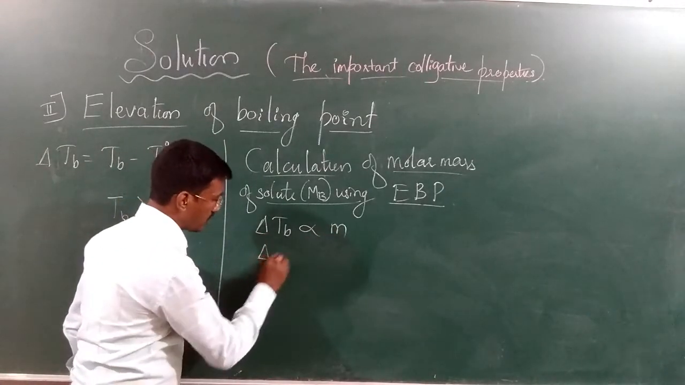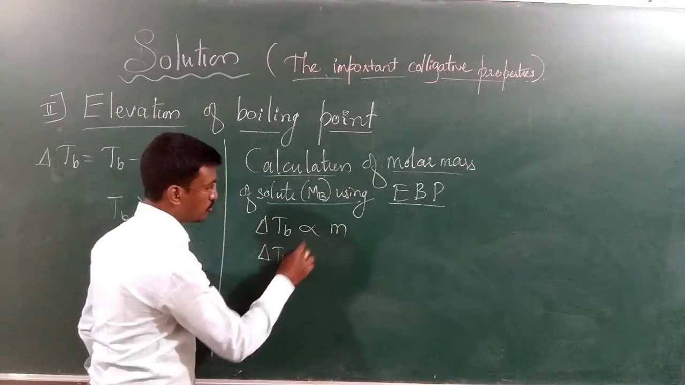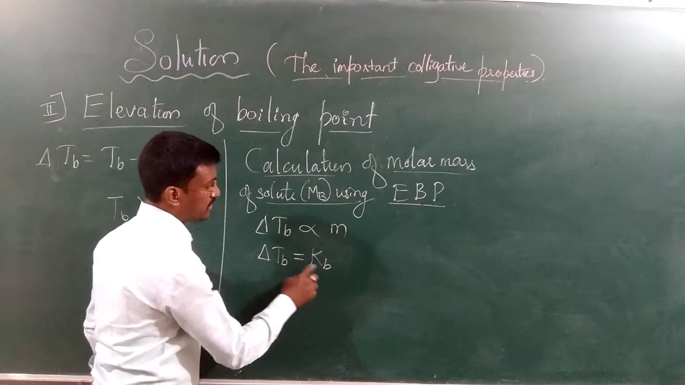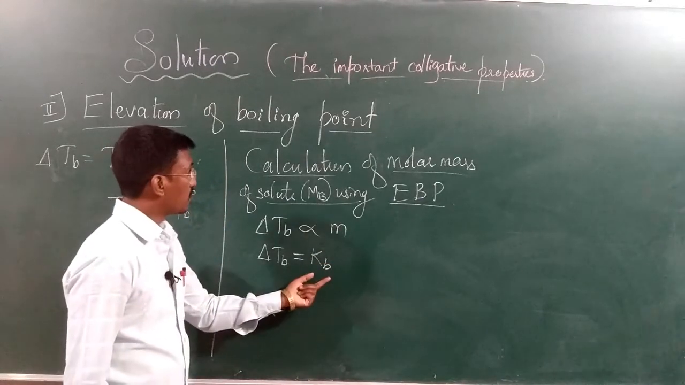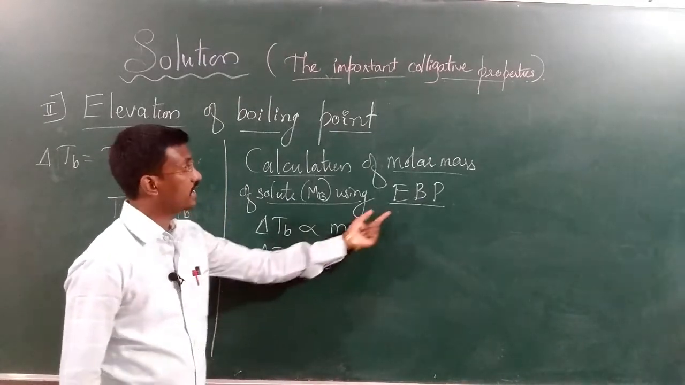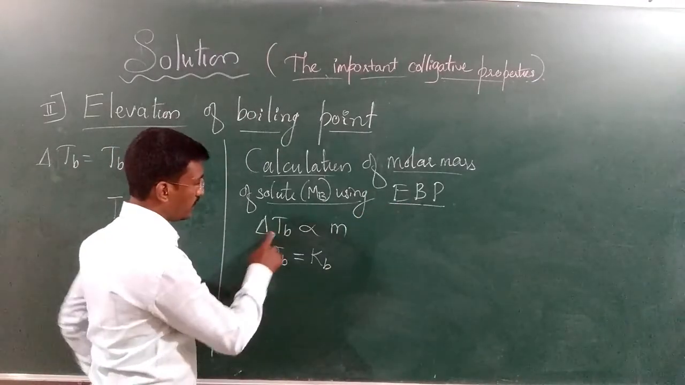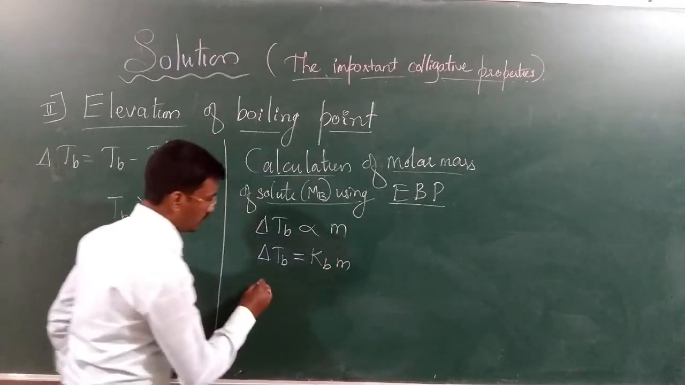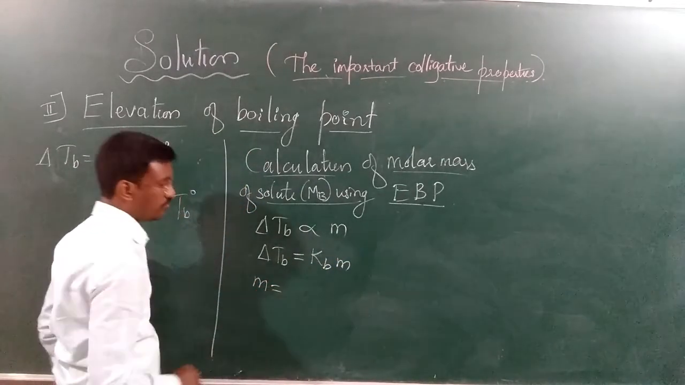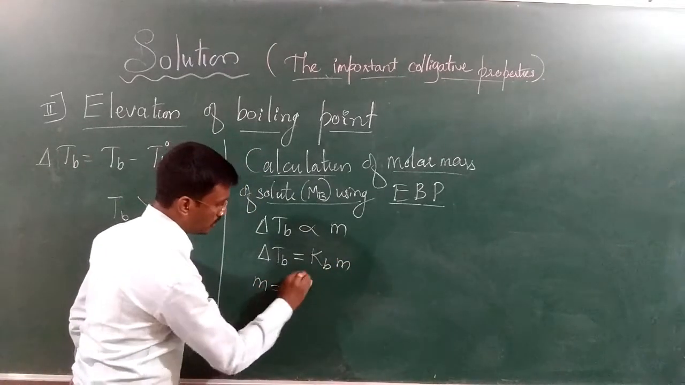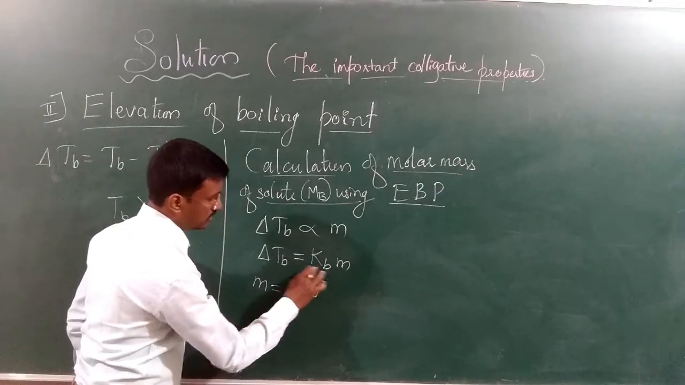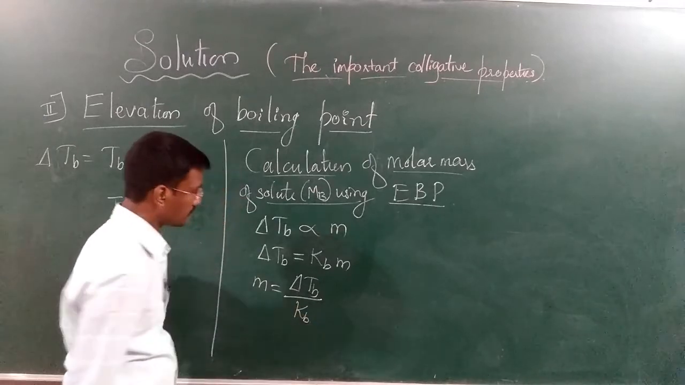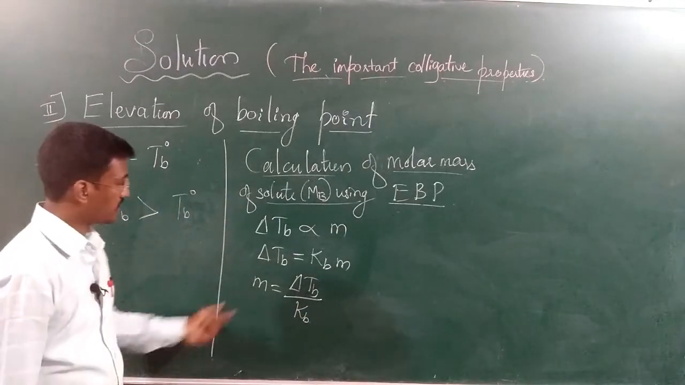For that reason, I would like to replace this proportionality by a constant, that is Kb. Kb is the proportionality constant for this elevation of boiling point. Therefore, delta TB is equal to Kb into m. So, what will be the equation for m? m is equal to delta TB divided by Kb. Is it clear?